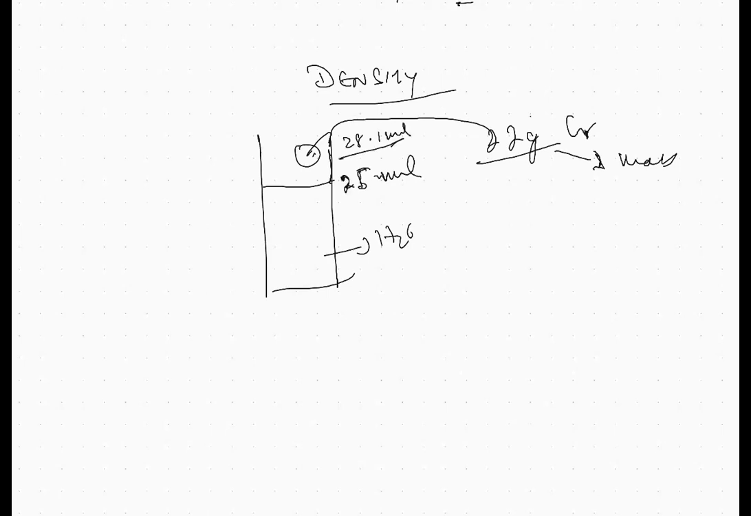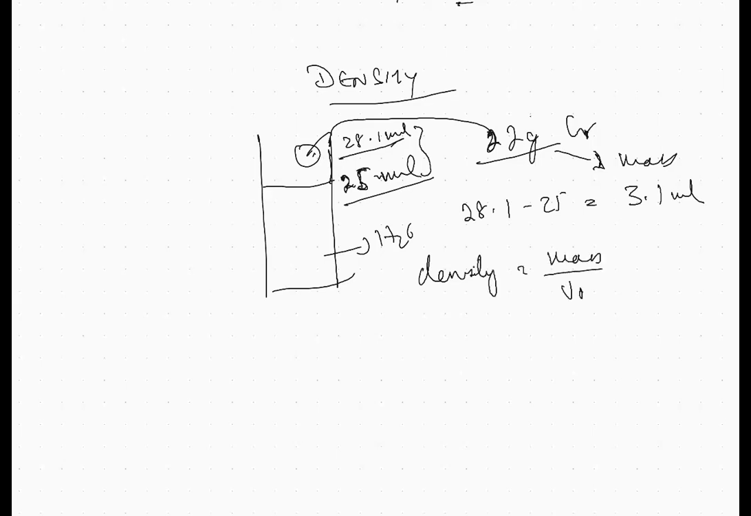The volume difference, 28.1 minus 25, gives the volume. That difference is the volume of this chromium metal, so 3.1 milliliters. The mass is 22 grams. What is density? It's mass per unit volume. So you divide 22 by 3.1 and you get the answer, about 7.1, in grams per cubic centimeter or milliliter depending on the units.